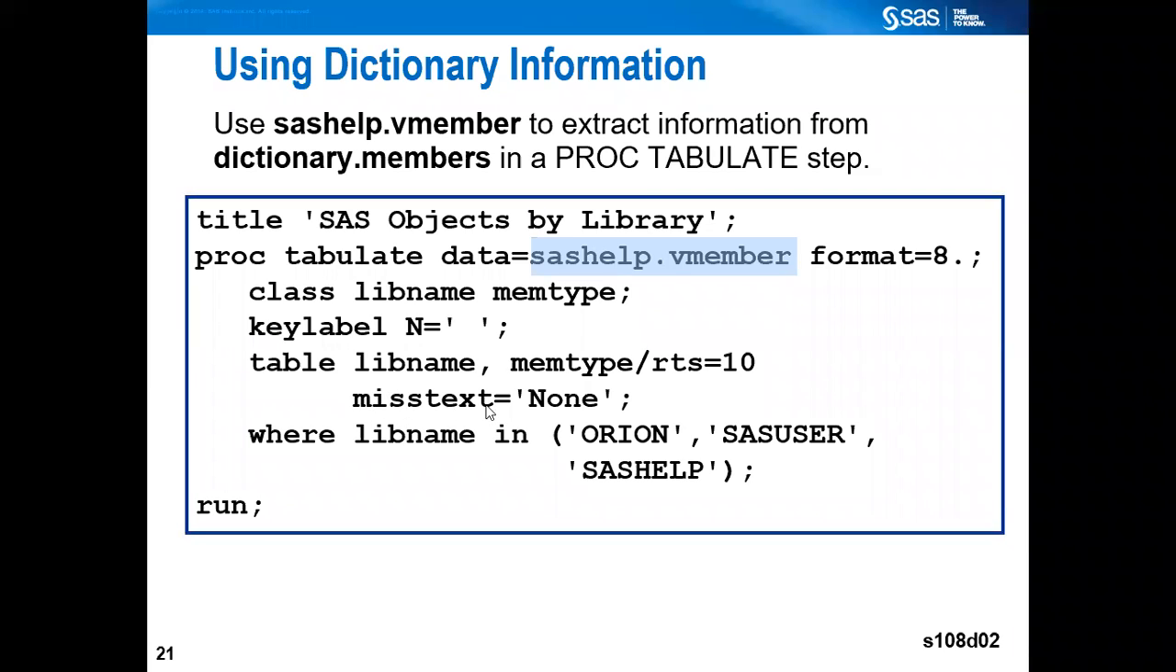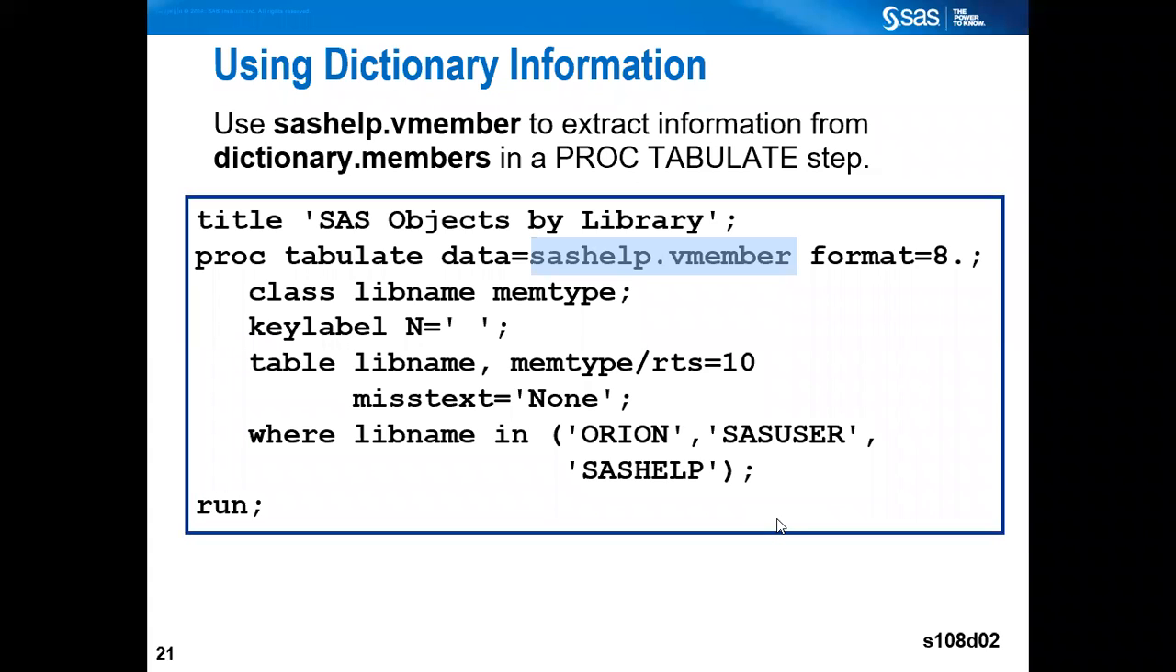Okay. Does it have any mixed case? If yes, it should be none. Or in case you have anything other than values, it should be coming as none. Okay. It's just the description which you're giving on this. Fine. Where libname in, you're selecting all the members from the libraries Orion, SASUSER, and SASHELP.